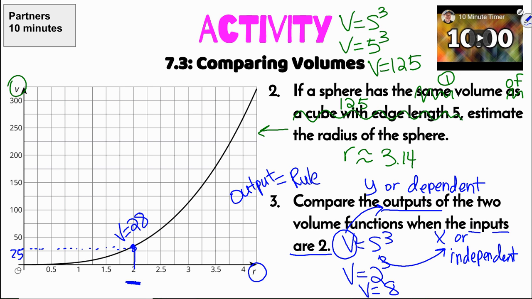Okay. So when the inputs are 2, the volume of a cube is 8, and the volume of a sphere is 28. To compare the two, you can just comment that the volume of a sphere is larger. You can say that the volume of a cube is smaller than the volume of a sphere, things like that. So this is how you answer question number 3.